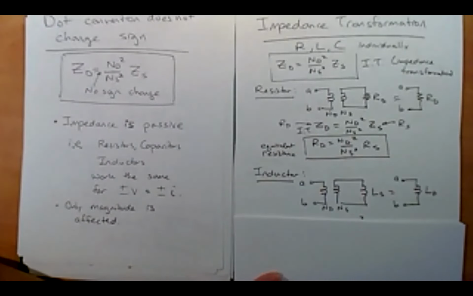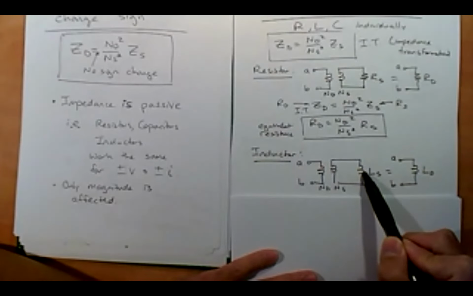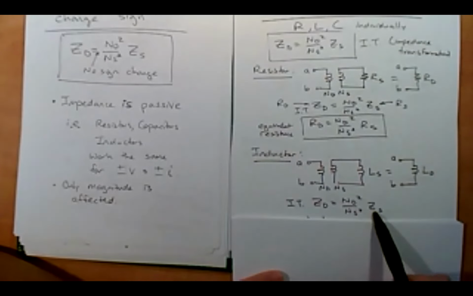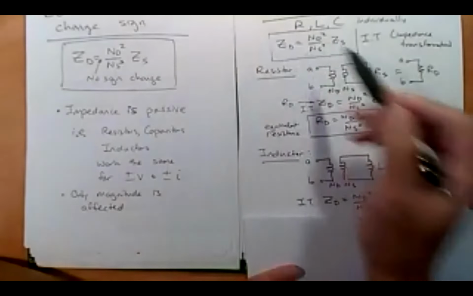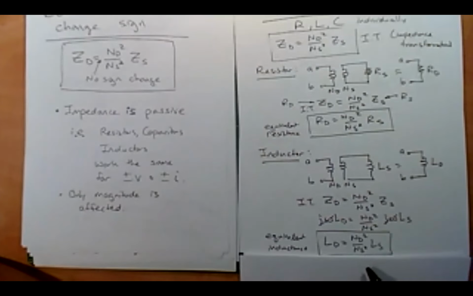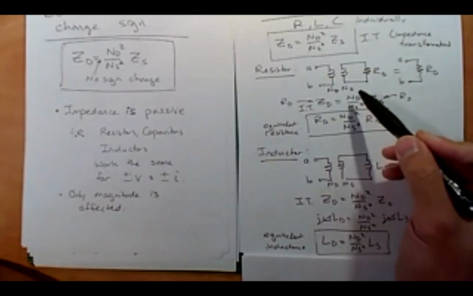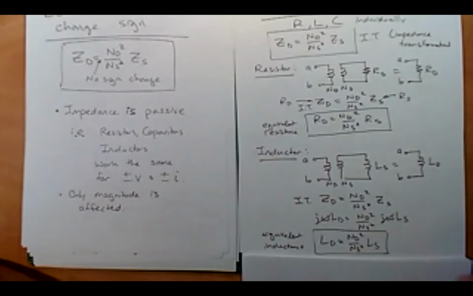Okay, what about an inductor? Same situation, except I have an L instead of an R. I could apply the formula that we just wrote. And what's the Z for an inductor? J omega L, don't forget that. Look at the J and omegas, they cancel. Again, I have the same formula, yay. Resistor is nice, it just follows the Z equation. Inductor is nice, it just follows the Z equation.